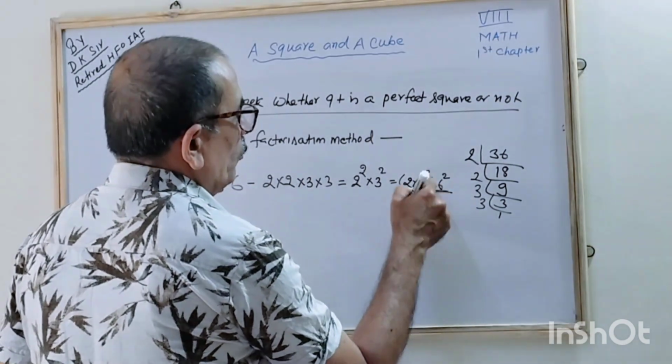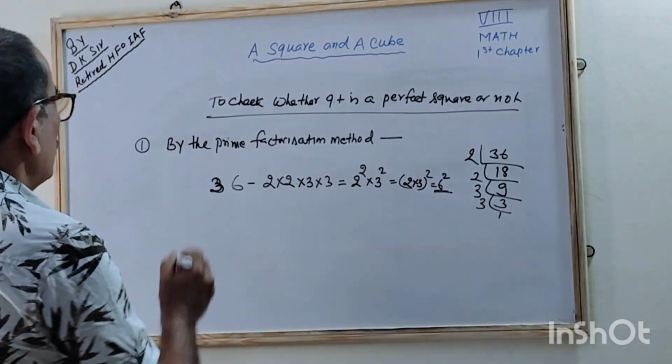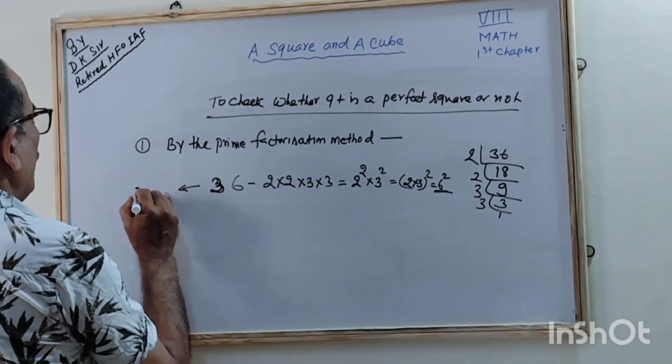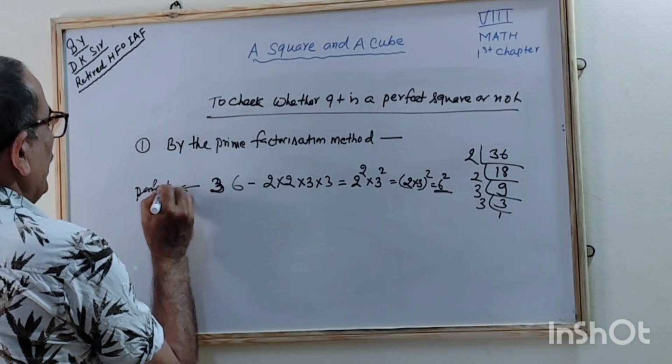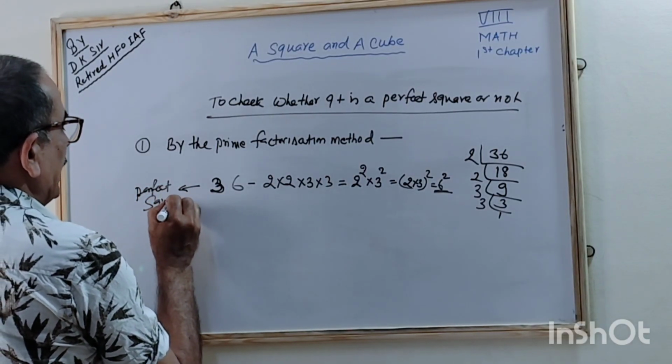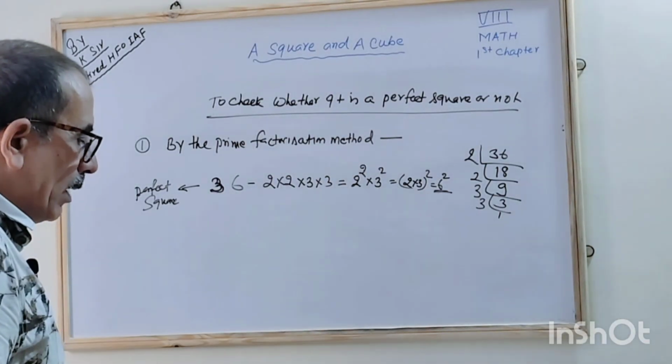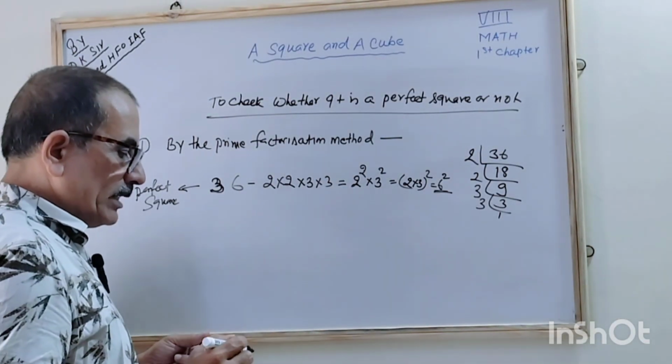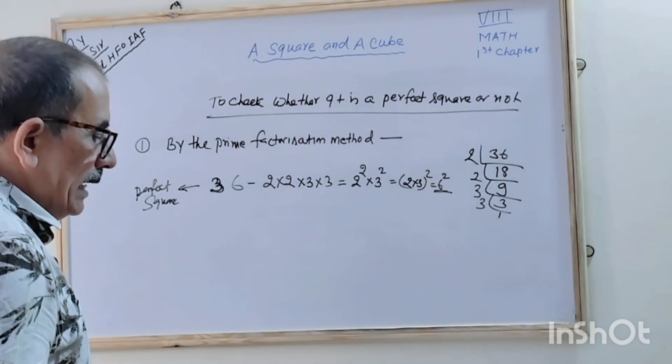Correct? So you found that it is a perfect square. You have seen now? This is a perfect square. So this is the way by which you can check it. If you take any number and it is not coming like this, then we can say it is not a perfect square.